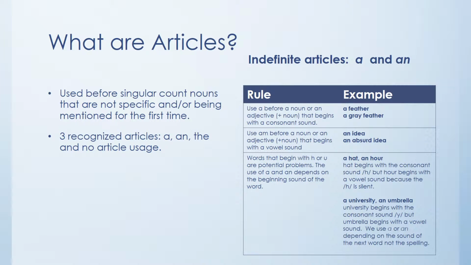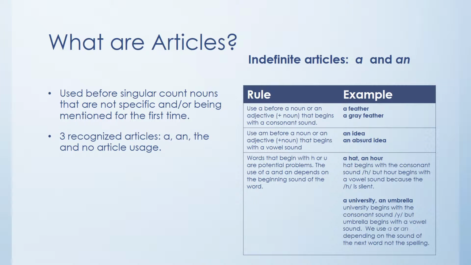So what are articles? We have two types of articles. They are indefinite articles, which consist of the use of a and an. And we have definite articles, or definite article, which is the use of the.